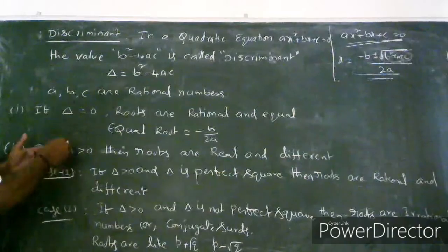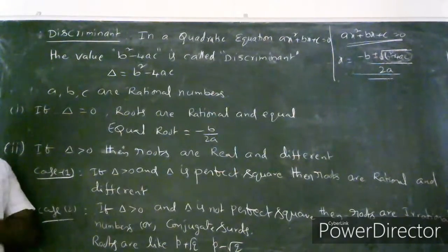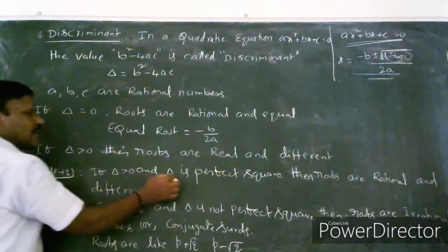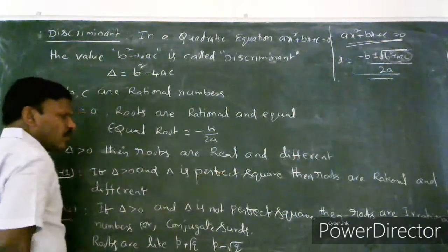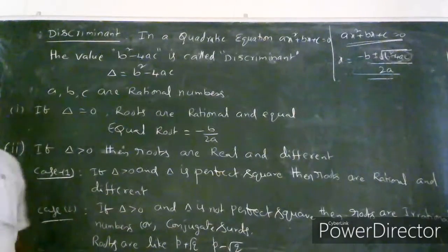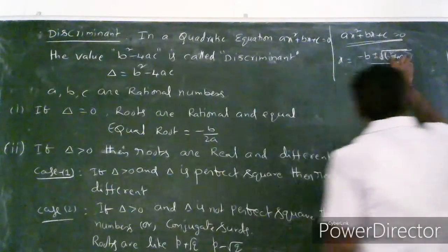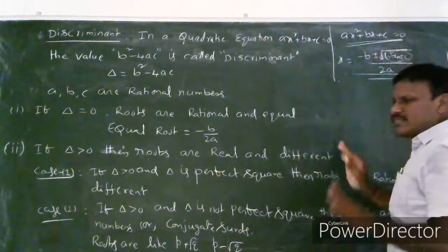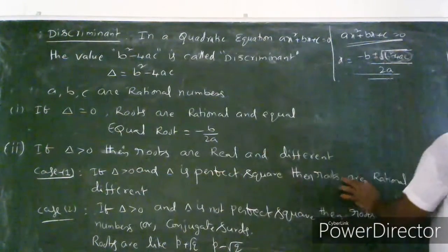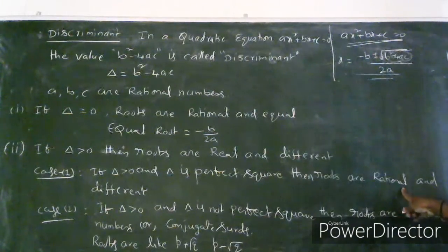In this case, we take two sub cases for competitive exam purposes. The first case is if delta greater than 0 and delta is a perfect square. For example, delta is 4. 4 means it is a perfect square; 4 can be written as 2 square. When 2 square is there, the square and root cancel, there is no root. If delta greater than 0 and delta is a perfect square, then the roots are rational and different.